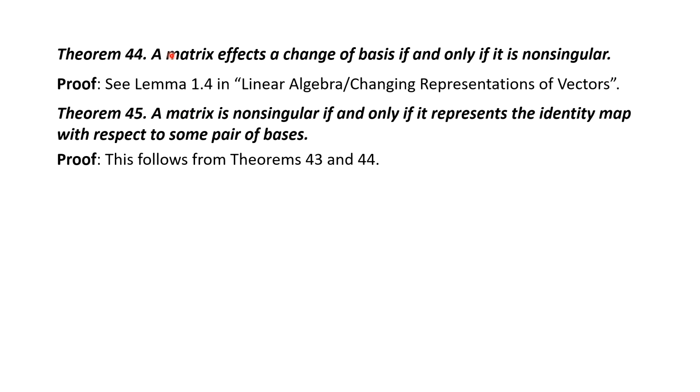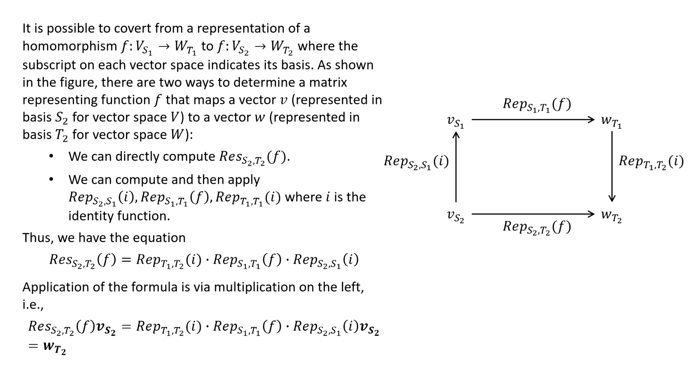So from theorem 44, a matrix is non-singular if and only if it represents a change of basis. And then from 43, we know that that's with respect to the identity map. So this theorem 45 follows from the previous two theorems.